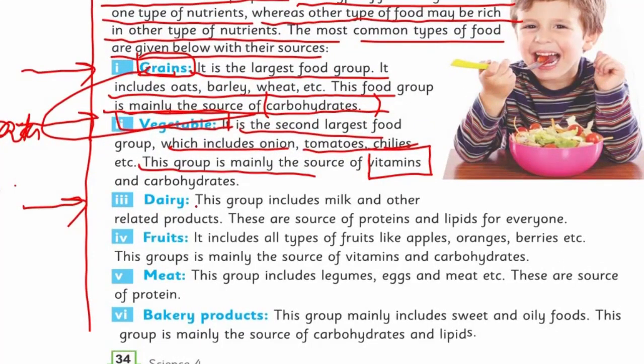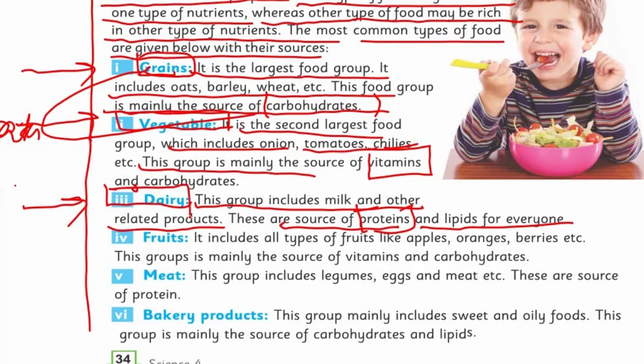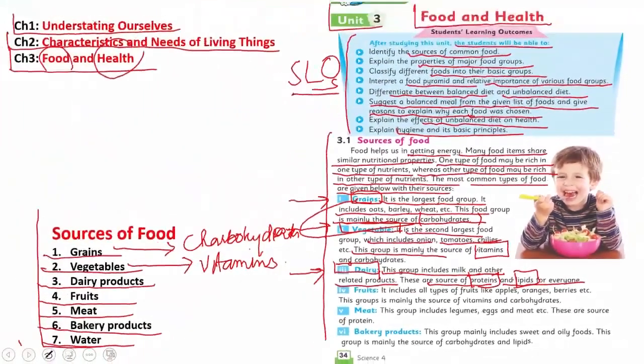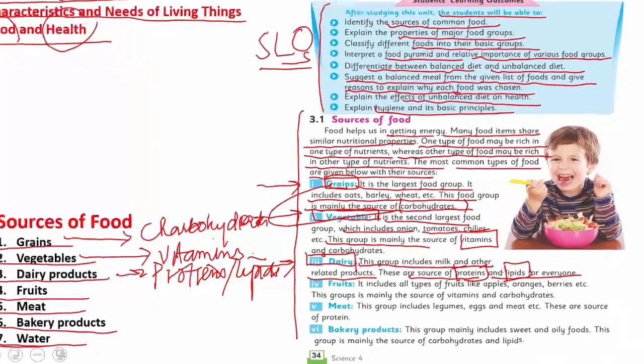Dairy products, this group includes milk and other related products. These are source of proteins and lipids for everyone. इसमें हमें दो चीजें मिल रही हैं. इस ग्रुप में हमें दो चीजें मिल रही हैं. इसमें हमें प्रोटीन भी मिल रहा है और हमें लिपिड भी मिल रहा है. So you can say in dairy products, proteins and lipids or fats. Okay.